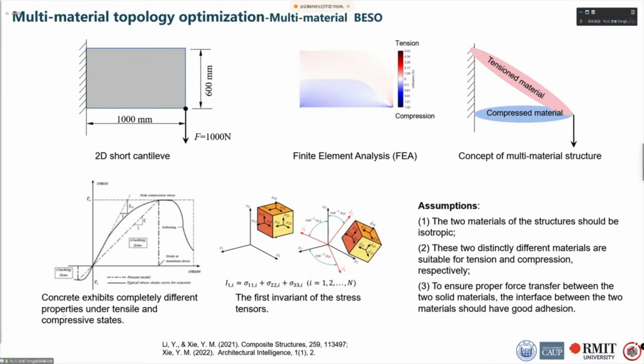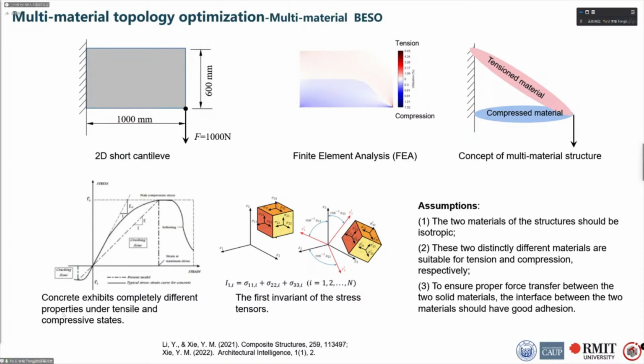As for how to judge whether an element in the structure is tensioned or compressed, here we use the first invariant of the stress tensor as a criterion, which is a value reflecting the volume change of an element. When it's larger than 0, the element is enlarged in volume, and this element is regarded as tensioned. When it's smaller than 0, the element is decreased in volume, and accordingly it can be regarded as in compression.